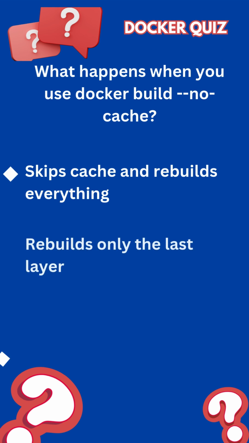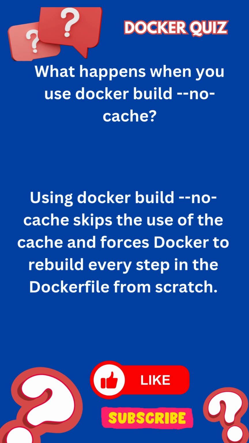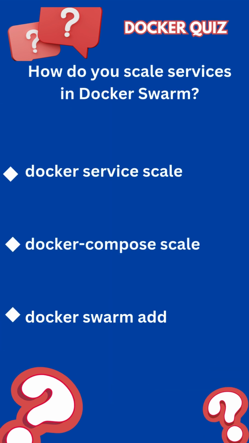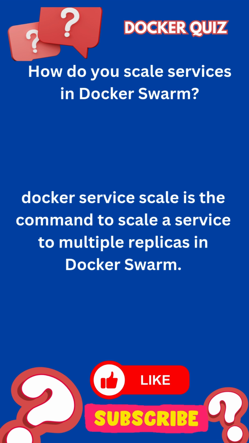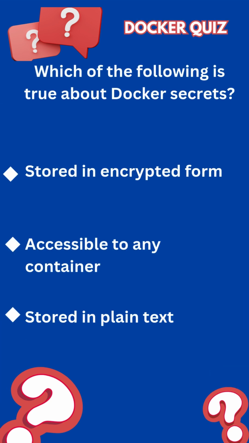What happens when you use docker build --no-cache? How do you scale services in Docker Swarm? Which of the following is true about Docker secrets?